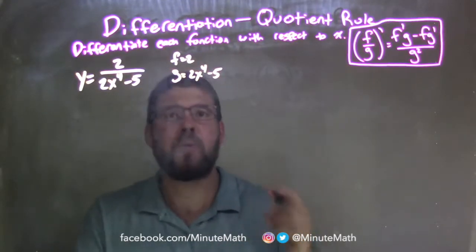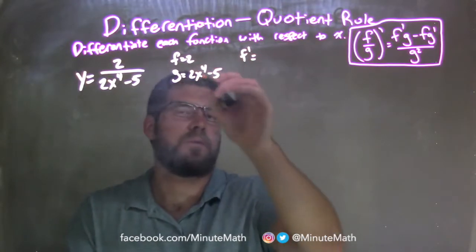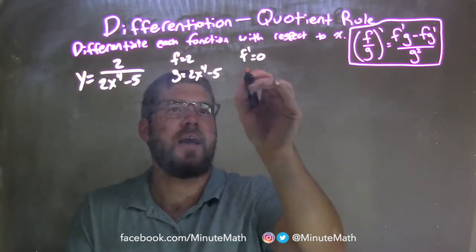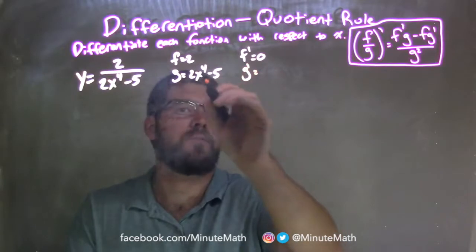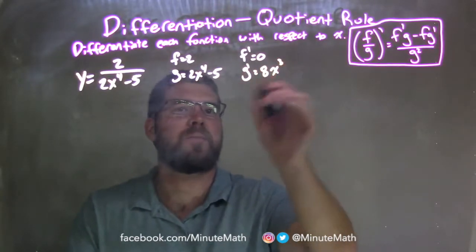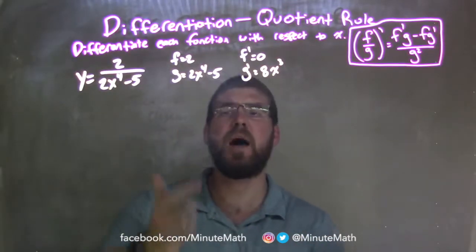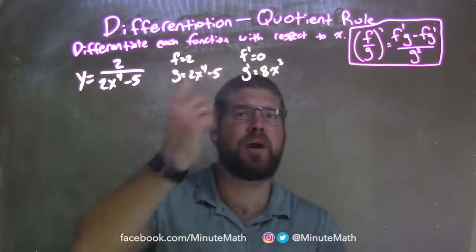And then, even while we're at it, we can say, okay, what's f prime? Well, derivative of 2 is 0. And g prime is just, well, take a derivative of this using the power rule. We have 8x to the third, and then not minus anything because derivative of 5 is 0. So now we have our f or g, our f prime and g prime.